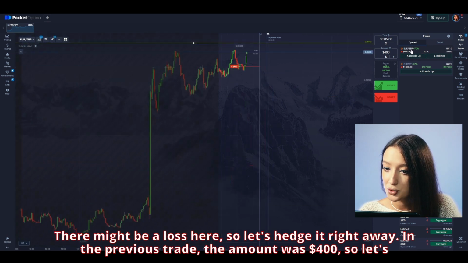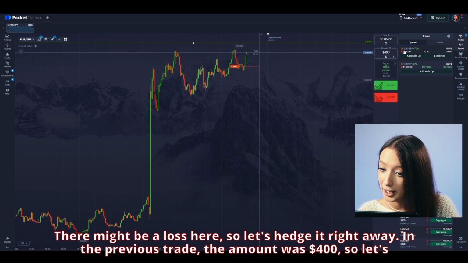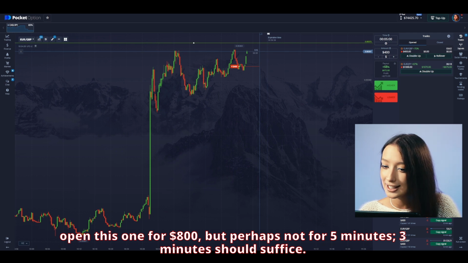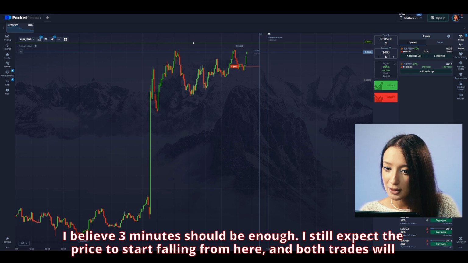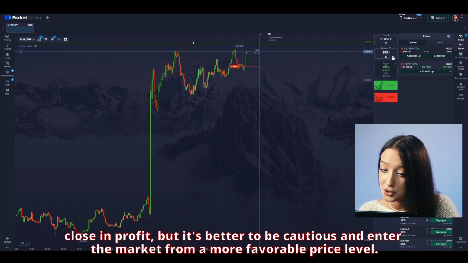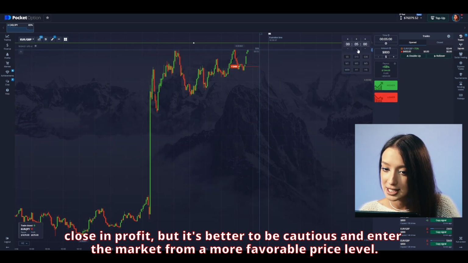There might be a loss here, so let's head the right way. In the previous trade, the amount was $400, so let's open this one for $800, but perhaps not for 5 minutes. 3 minutes should suffice. I still expect the price to start falling from here and both trades will close in profit. But it's better to be cautious and enter the market from a more favorable price level.